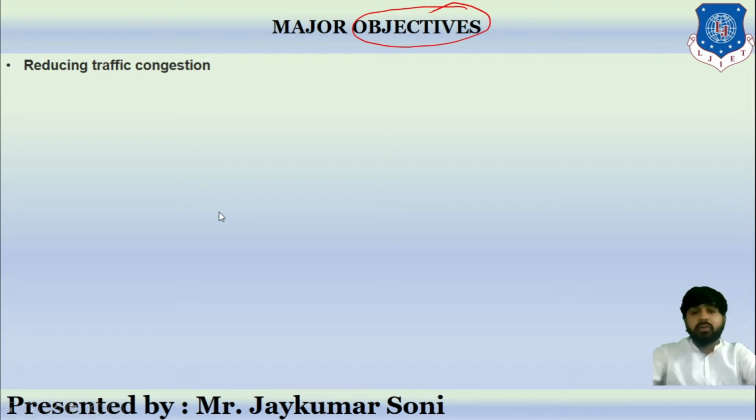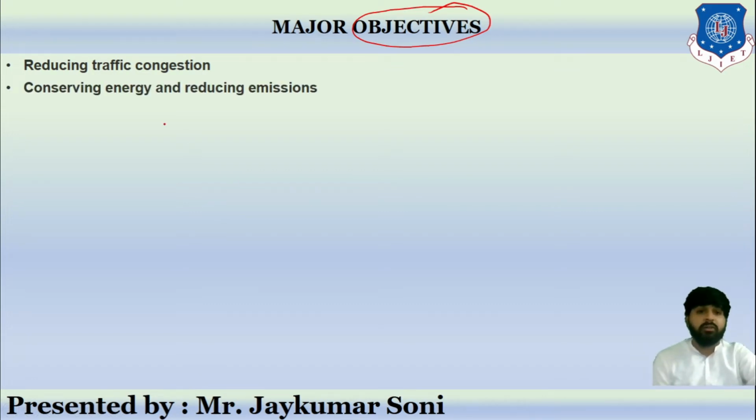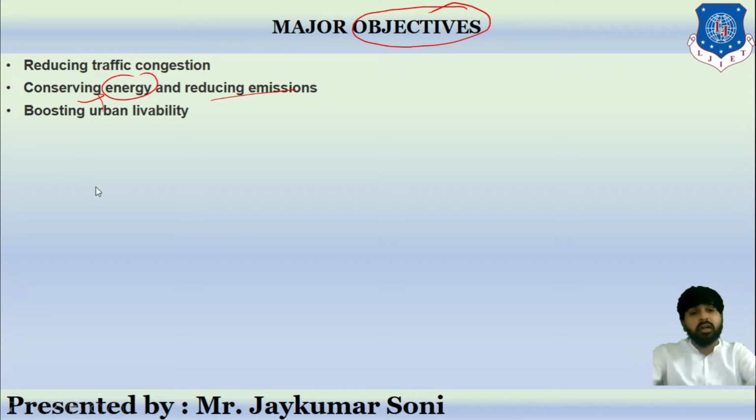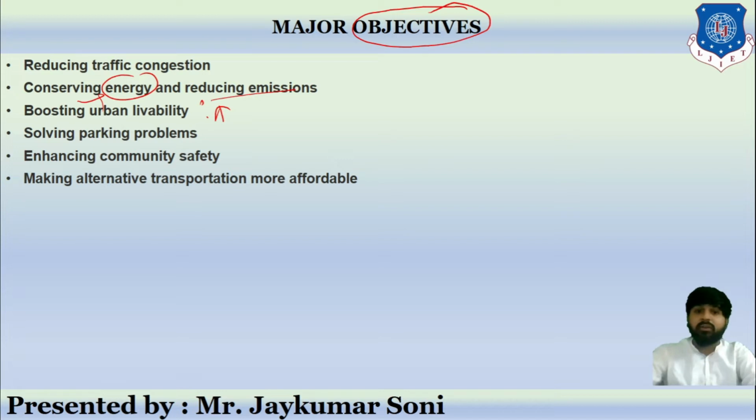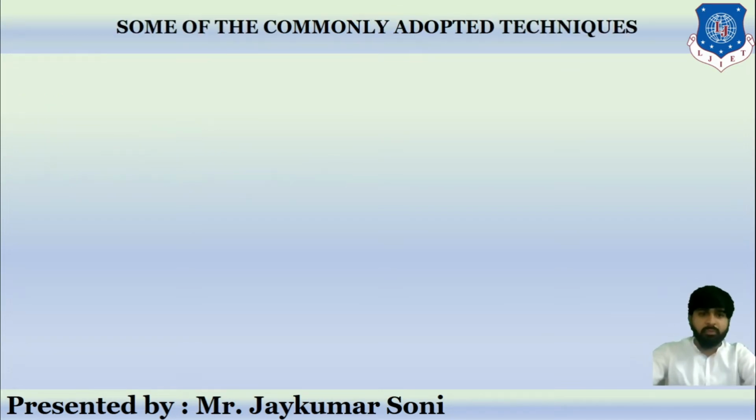Traffic system management is done to reduce the traffic congestion, then to conserve the energy and reduce the emission. That means to save energy and reduce emission. Then to boost urban liveability. Liveability means to improve the living standard of people in terms of transportation, then to solve parking problems, enhance community safety, and make alternative transportation more affordable, because if people are focused towards public transport instead of private transport, that will be very affordable to the country, the people, the residents, and the inhabitants also. So traffic system management aims to make various kinds of transportation alternatives more available.